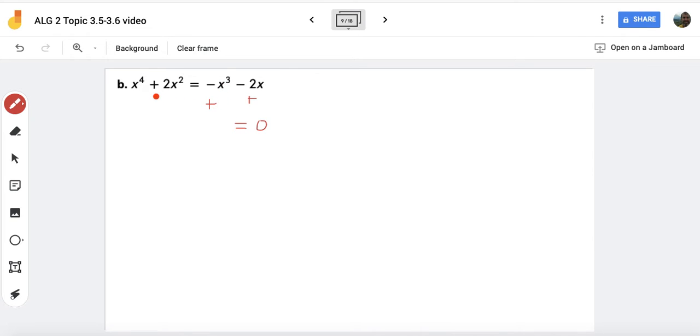If I add x cubed, I'll still have the x fourth. I don't have any cubes, so it's going to be plus x cubed. I have 2x squared. I might have written this too close. I don't know if I can fit this in. And I added 2x to both sides, so plus 2x.